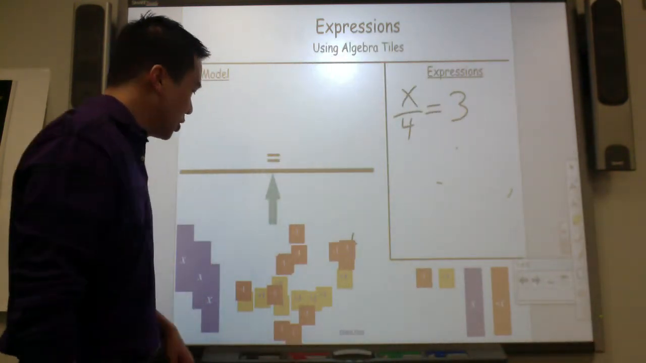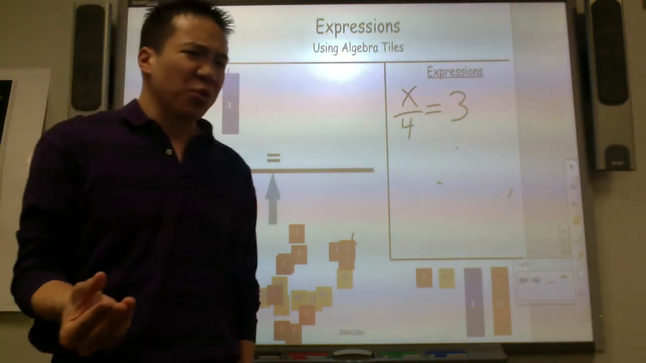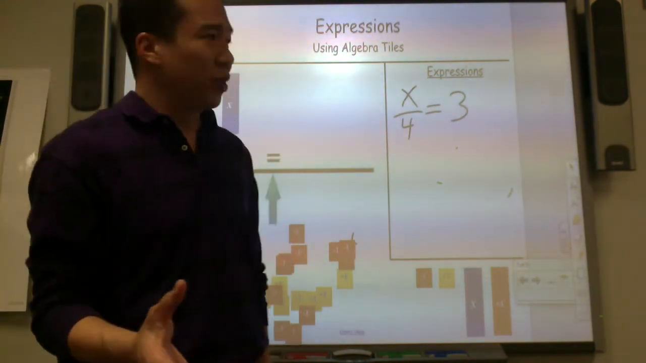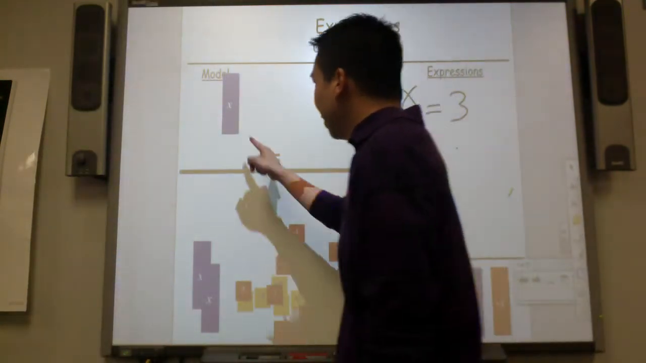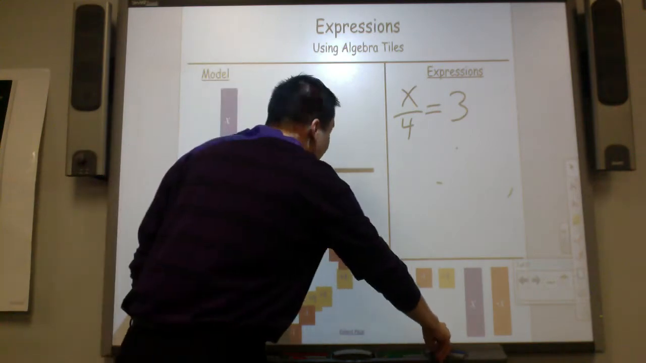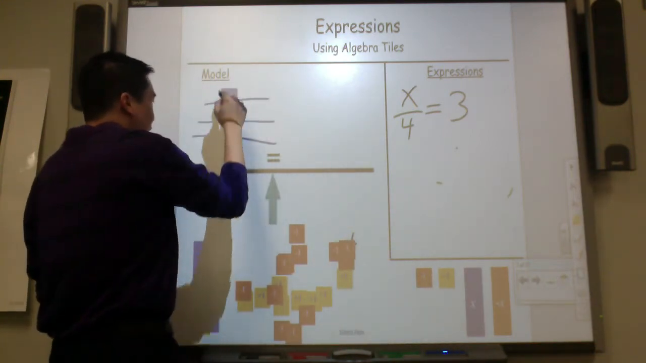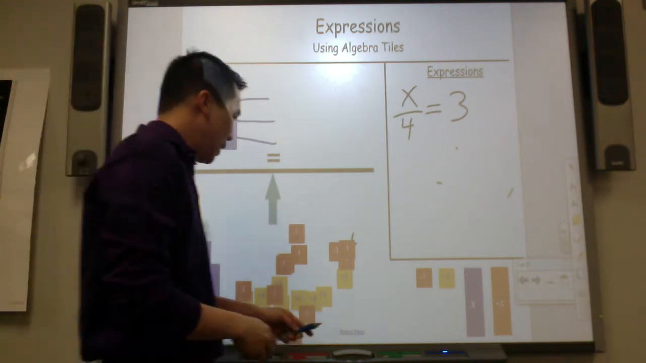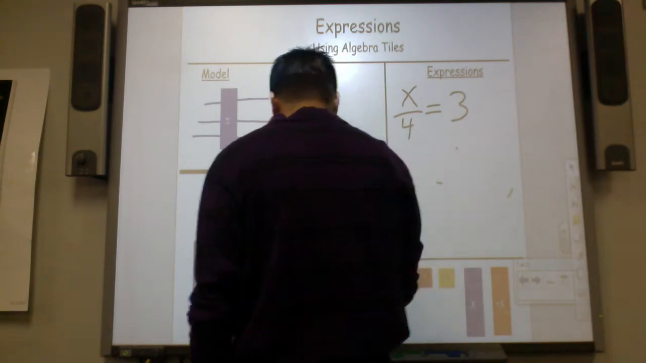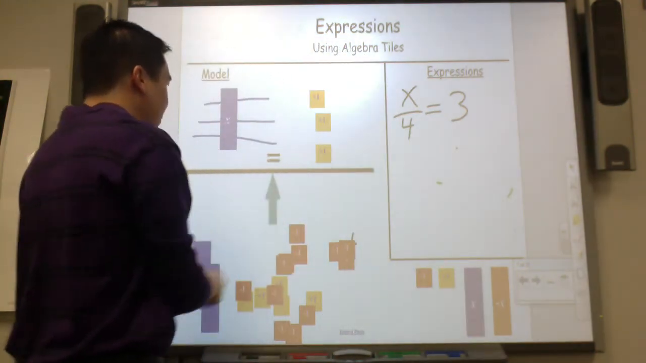So how would you show this? So here's your algebra tile. You can't really do this with algebra tiles. You can, kind of, but not really. X over 4 equals 3 means the following. You have this x. You divide it into 4 pieces. I divide it into fourths. And then you have positive 3, positive 3, positive 3, positive 3.